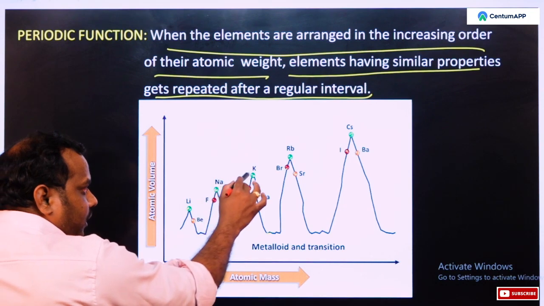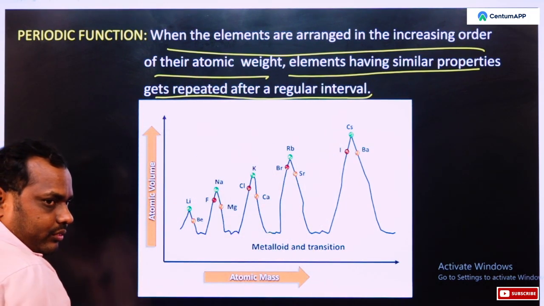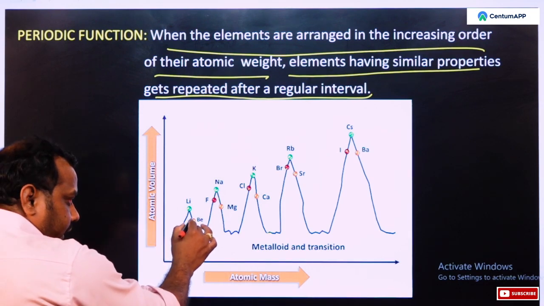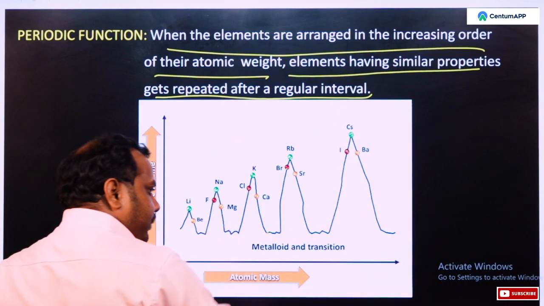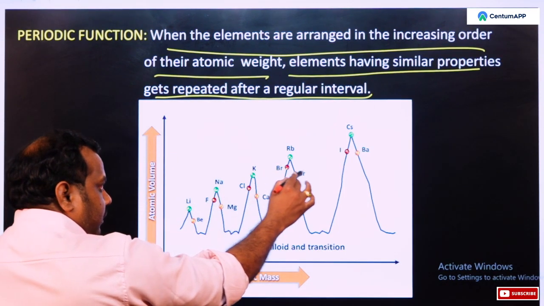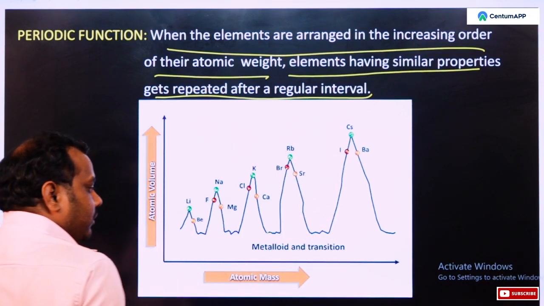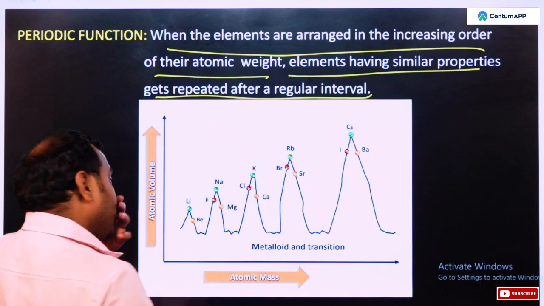First A group elements, the alkali metals, are at the peak position of the curve. Second A group elements, the alkaline earth metals, are at the descending position of the curve. Halogens are at the ascending position of the curve. Metalloids and transition elements are at the bottom of the curve.